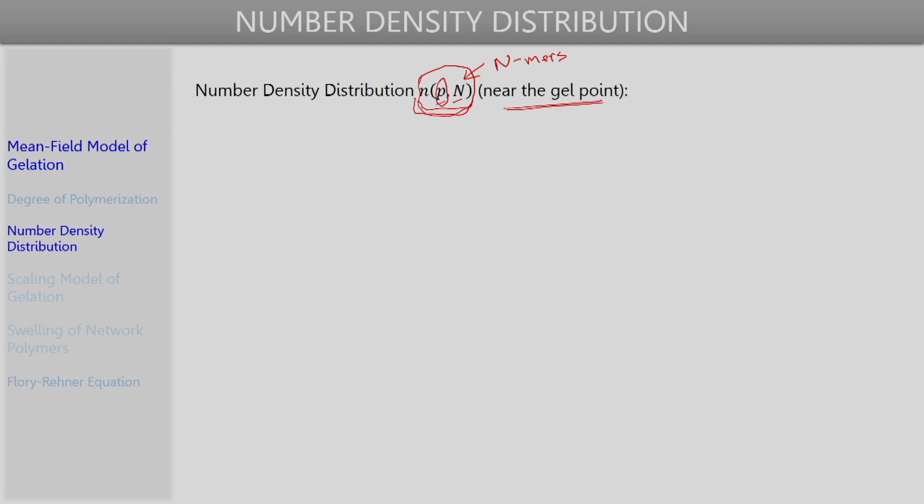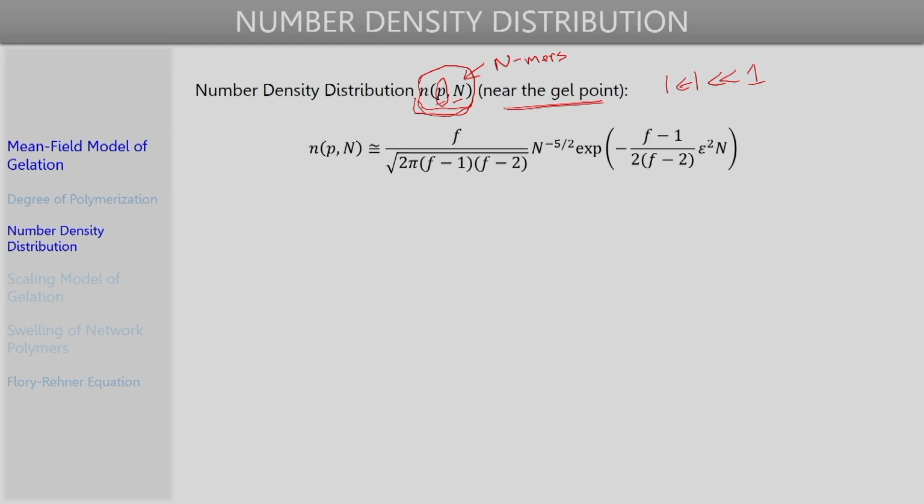So, in this mean field model of gelation, if we are near the gel point, which means that we are talking about a condition where the absolute value of epsilon is much smaller than 1. We can be near the gel point from either direction, whether we are above or below the gel point, the same relation applies here. Only thing is that epsilon should have a very small value, so that we are very close to the gel point. If that is the case, then it can be shown that the density distribution of the n mers at any given extent of reaction p, which is very close to the gel point p c, is approximately given by this relation here.